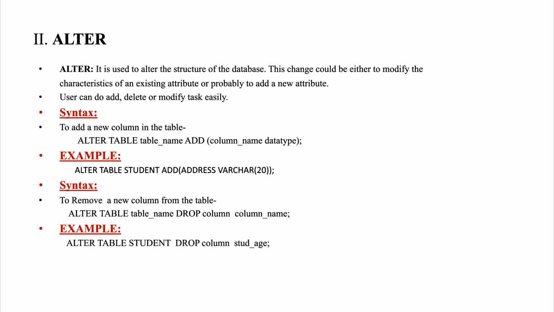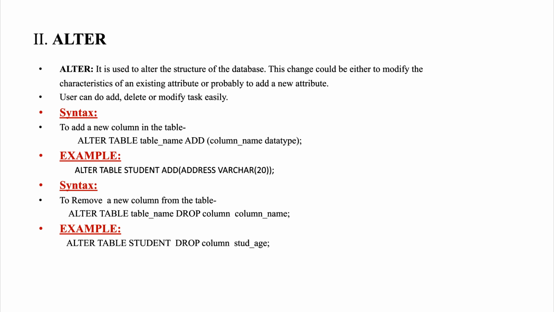So next is alter. The alter command is used to alter the structure of a database. This change could be either to modify the characteristics of an existing attribute or to add a new attribute. The user can do add, delete or modify tasks easily. Syntax to add a new column in a table: alter table, table name, add column name, data type, end with semicolon. Example: alter table student, add in brackets address is the column name, data type is varchar 20.